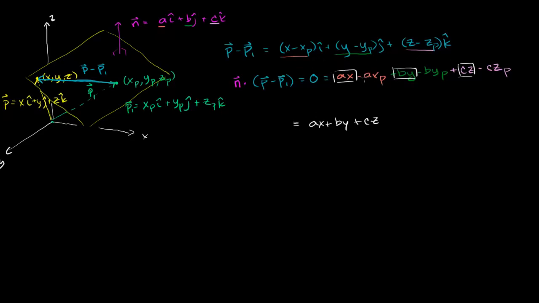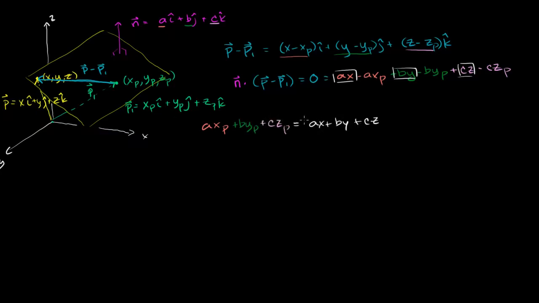So I'm going to add positive axp to both sides. That's the equivalent of subtracting negative axp. So this is going to be positive axp. And then we're going to have positive byp, and then finally plus czp, is going to be equal to that.